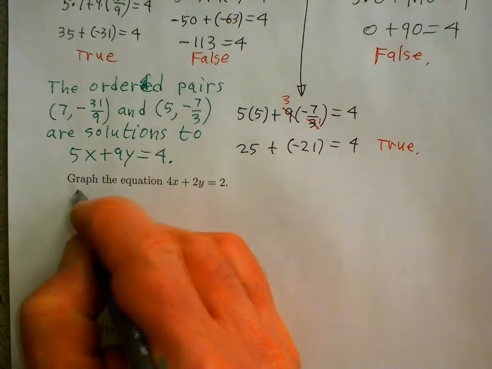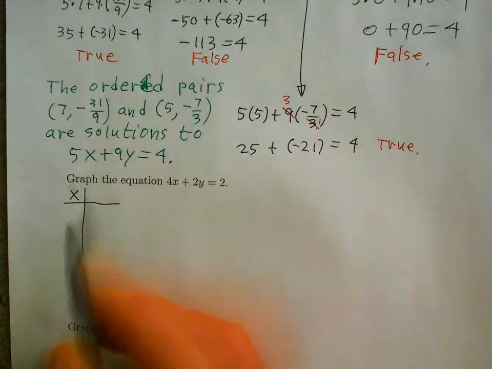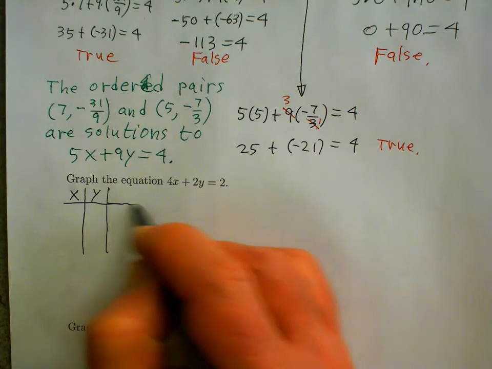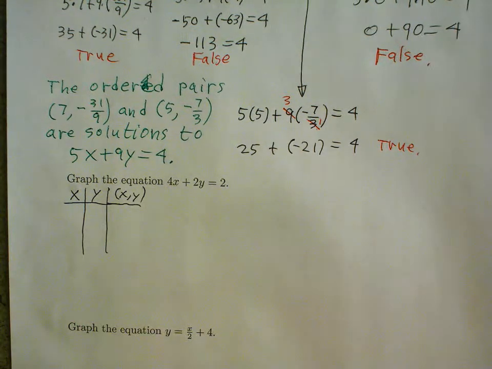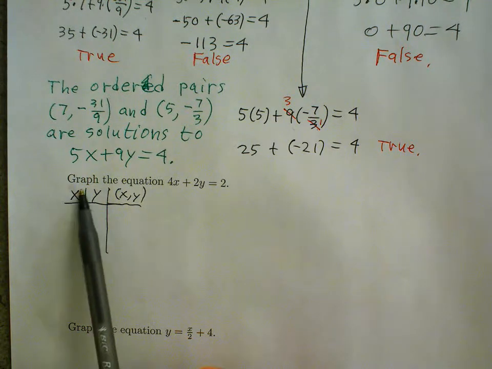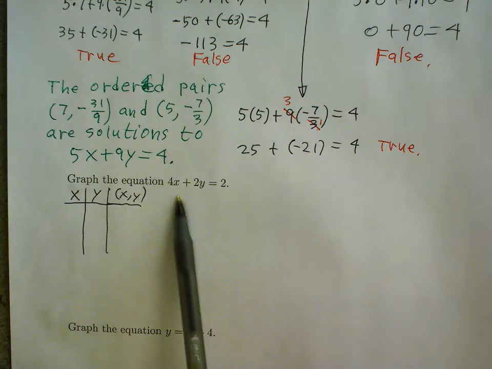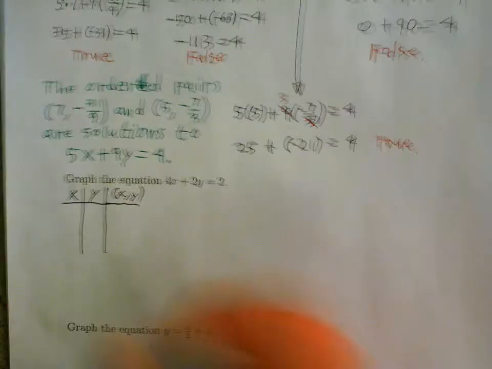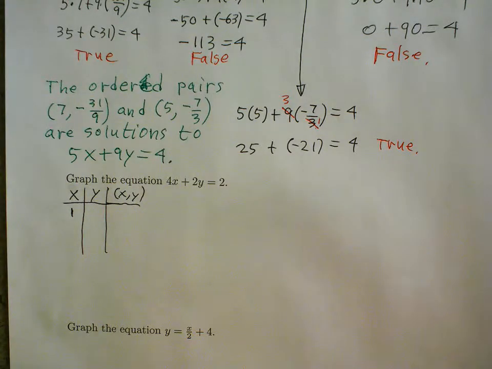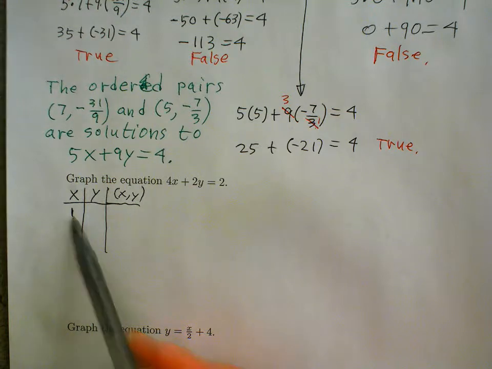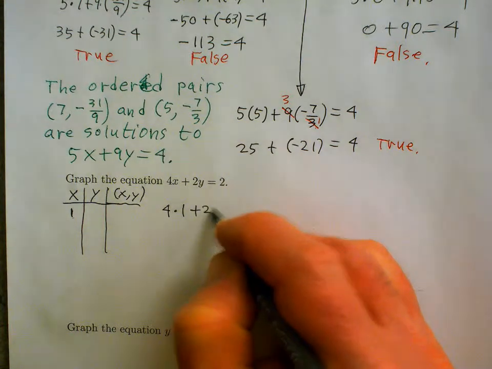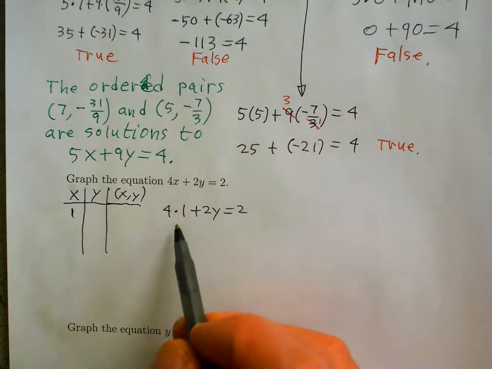Okay, so if we pick an x value, we can use the equation to find the y value, and that will determine the ordered pair of one of the points. Remember to graph the equation of a straight line, all you need are two different ordered pairs. So I'll pick x to be 1. I have infinitely many choices, but I just decided I want to pick x to be 1. So replace x with 1, 4 times 1 plus 2y equals 2, and do the arithmetic.